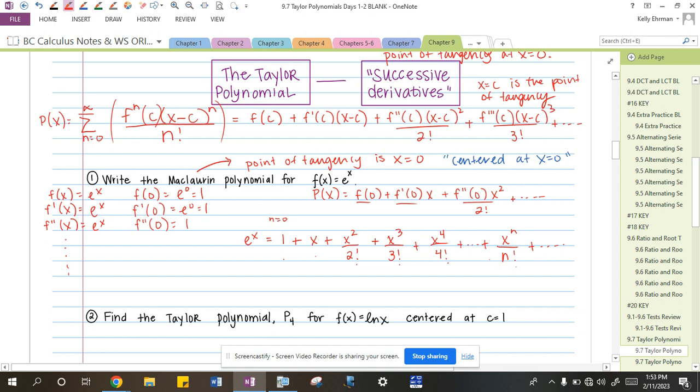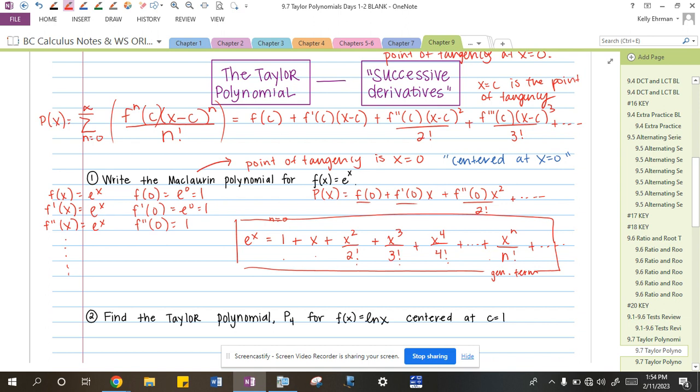Whatever you write for your general term here, this is called the general term, it has to be true and work for every single term that you're showing in the series. So just be aware of that. This is something to memorize. We will have certain functions like e to the x that we use Taylor or Maclaurin polynomials for a lot, and so one reason to memorize is just for efficiency's sake, so you don't have to keep doing this. But another reason to memorize is because we'll be combining functions toward the end of this chapter, and it will be nice just to build upon this rather than generate something new every time.